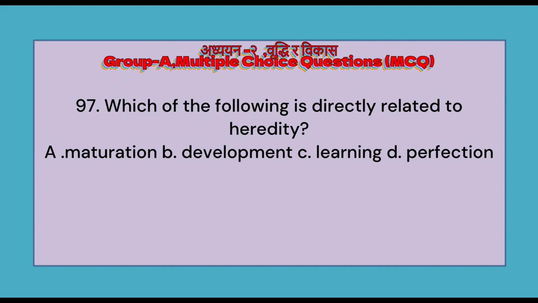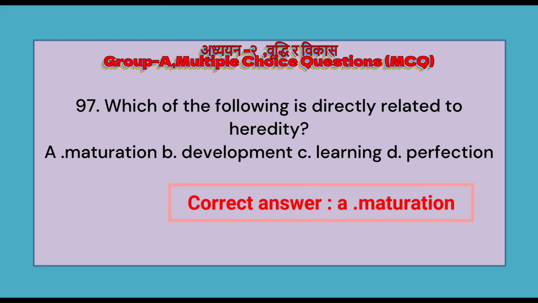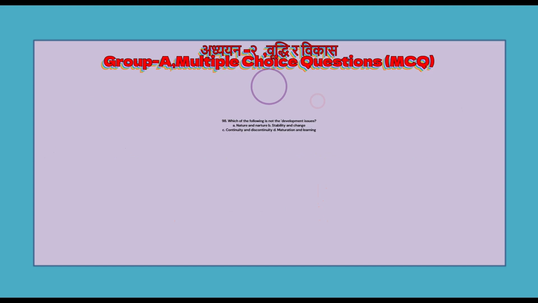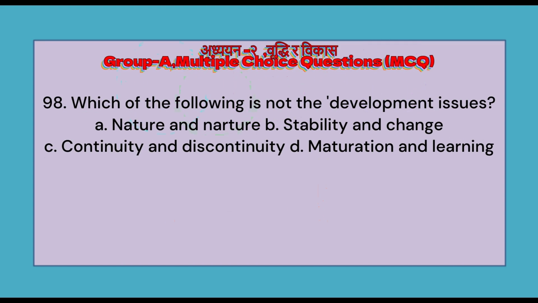97. Which of the following is directly related to heredity? A. Maturation. B. Development. C. Learning. D. Perfection. Correct answer: A. Maturation.